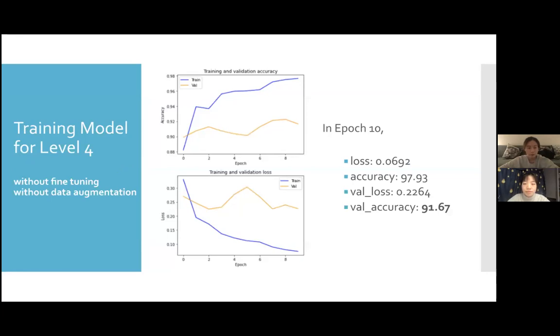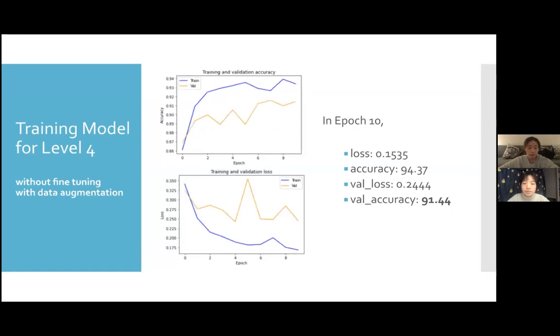The first model we've applied is a basic model, that's the transfer learning without the fine tuning and also without the data augmentation. After the 10 iterations, we have the validation accuracy to around 91%. And the second model is that we add the data augmentation to our basic model. As a result, we can see the validation accuracy doesn't increase a lot, so it's almost the same as the previous one.